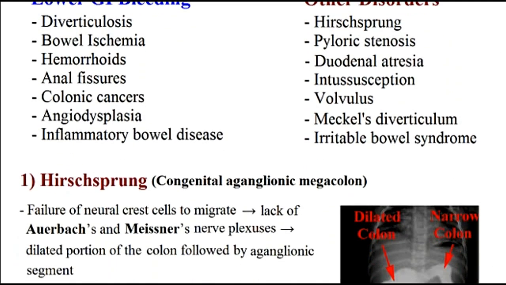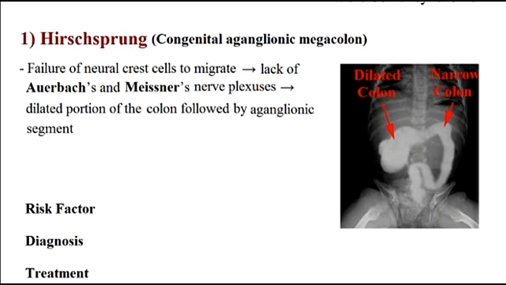The first disorder is Hirschsprung disease, the other name for which is congenital aganglionic megacolon. This condition is caused by the failure of neural crest cells to migrate, as a consequence of which the Auerbach and Meissner nerve plexus are not formed, and these nerve plexus are required for the relaxation and dilation of the GI tract. So if these nerve plexus are missing, there would be a portion of the GI tract that is narrowed and will not relax, and that would cause obstruction.